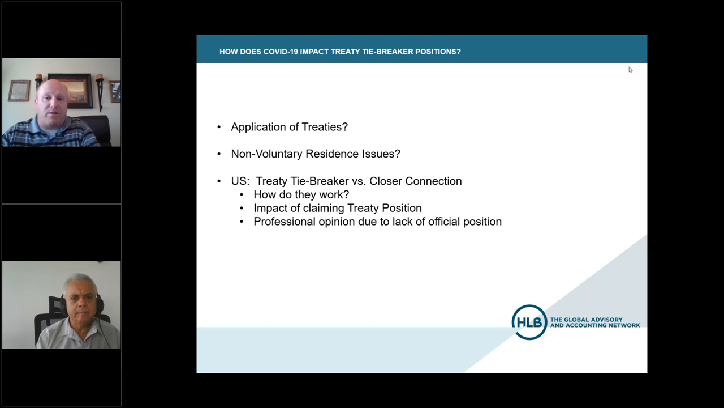The other thing about the closer connection is you can use that even if you're in a country that's not a treaty-based country, a country that doesn't have a treaty with the United States. So that's kind of the U.S. view. I don't know if Carlos or Marielle, if you guys have comments about the treaties and how applicable they are. But I guess in summary, they're very facts and circumstances oriented.